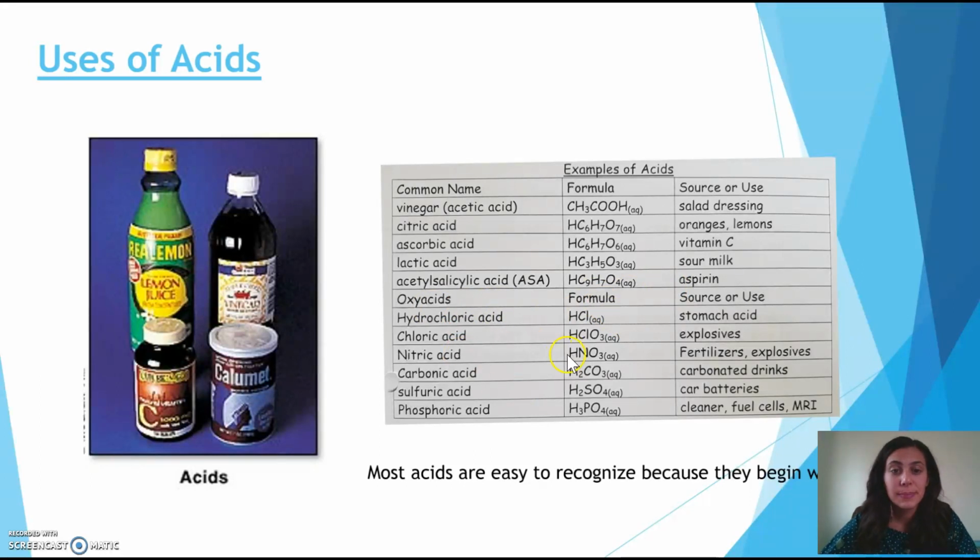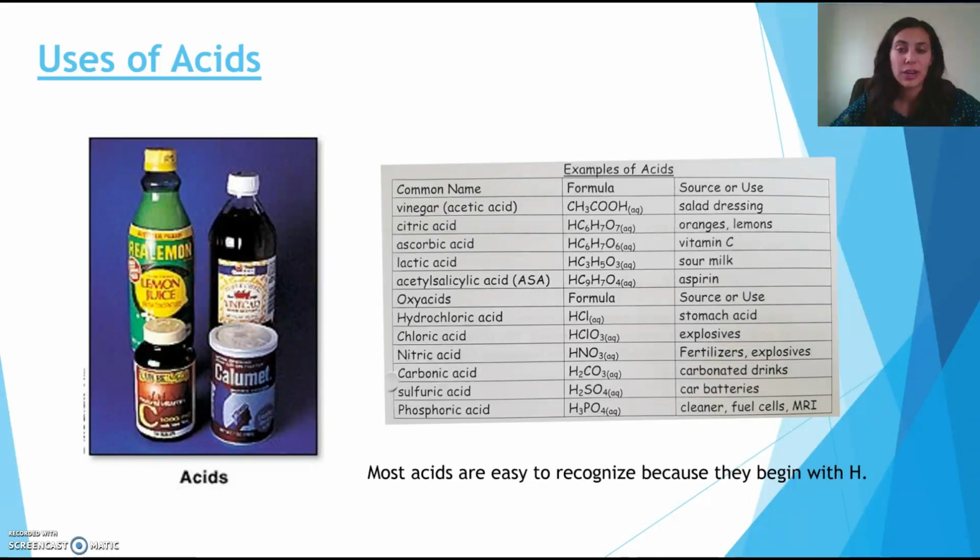Chloric acid, any explosives. Nitric acid is what you find in fertilizers. Carbonic acid is what's in carbonated drinks. Sulfuric acid in car batteries, and phosphoric acid, which is a cleaner, or it's used in fuel cells or the MRI machines, the magnetic resonance imaging machine. Now, you'll be able to recognize most acids because generally they begin with the hydrogen element. So all of these acids that you see all begin with the hydrogen element except for acetic acid.